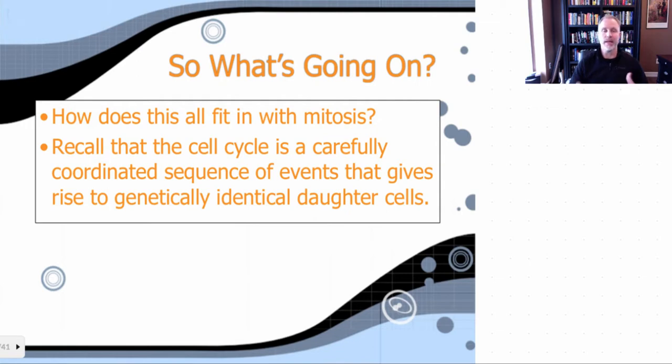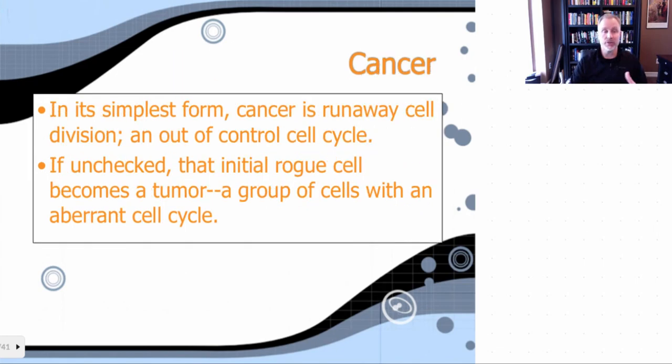And what we need to keep in mind is that the cell cycle was this carefully coordinated sequence of events that gives rise to two genetically identical daughter cells, two clones of that original cell. And when we have errors in that process somewhere along the way, or in multiple spots along the way, that's what's going to give rise to a potential tumor cell.